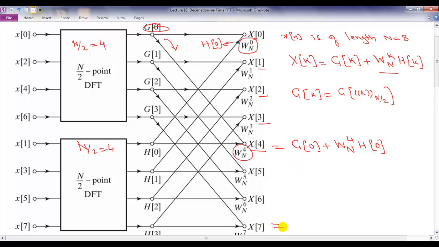And so forth till you get to x of 7, which is actually, instead of g of 7, because of periodicity, g of 3 plus Wn^7 h of 3. Okay? So this is just an example of what we just did: if you want to compute any n-length DFT, you can compute that by adding two n/2 length DFTs of even indices and odd indices.